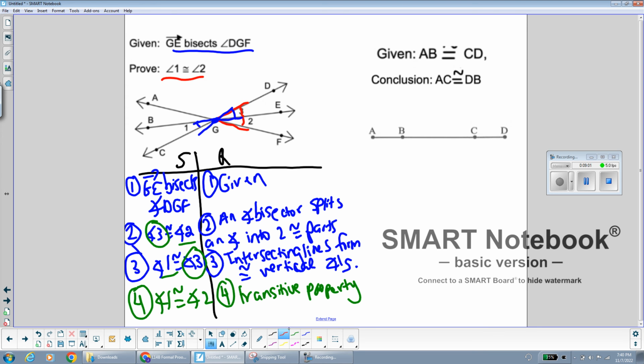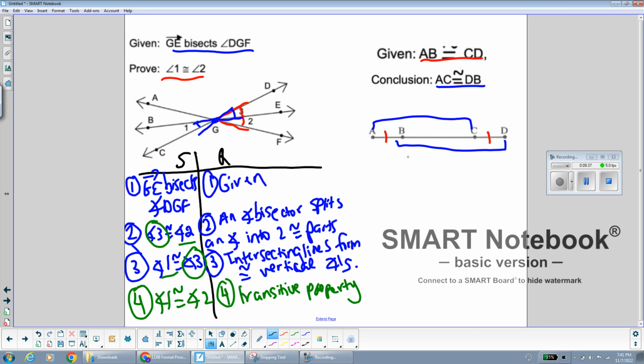Moving along, in the next example, we're given that AB is congruent to CD. And the conclusion that we need to reach is that AC is congruent to DB. So we're starting with smaller segments, AB and CD, and we're making them bigger to get AC and DB, which are longer than our starting red segments. So since we're going from smaller information to getting information about larger segments, we're going to be using the addition postulate. We're going to add things together to make something bigger.